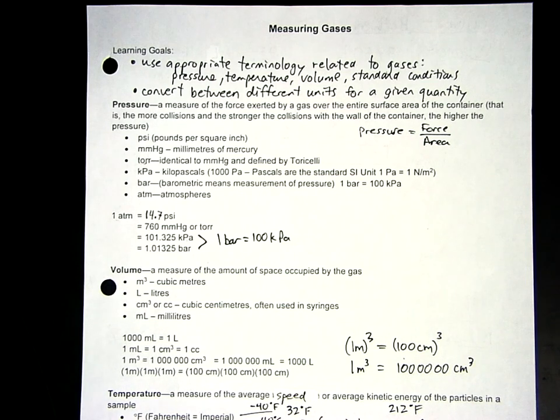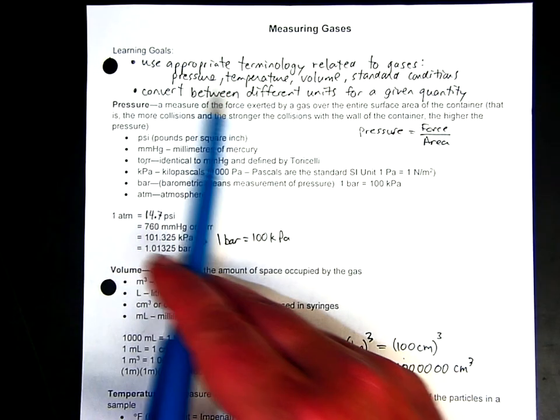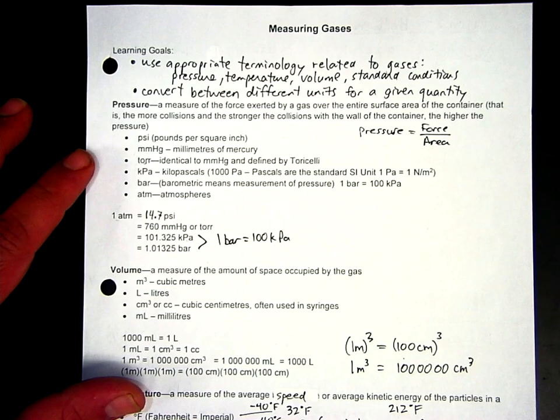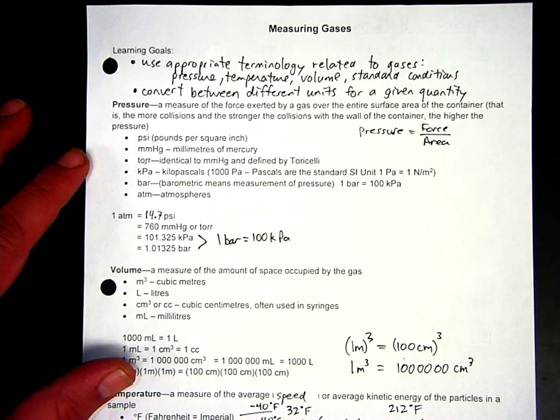Okay, in this video lesson, we're going to talk about different quantities that we use to measure gases, and then we'll also look at how to convert between those different quantities, those different units for each of those quantities. By the end of it, we should be able to use appropriate terminology related to gases, pressure, temperature, volume, and standard conditions, and then also convert between different units for a given quantity.